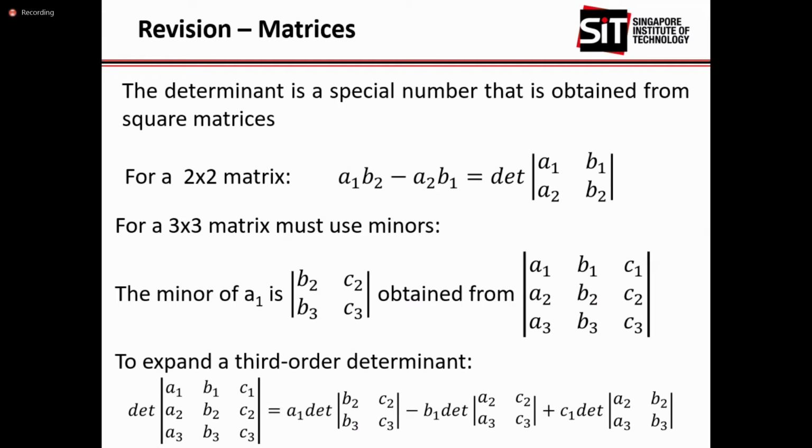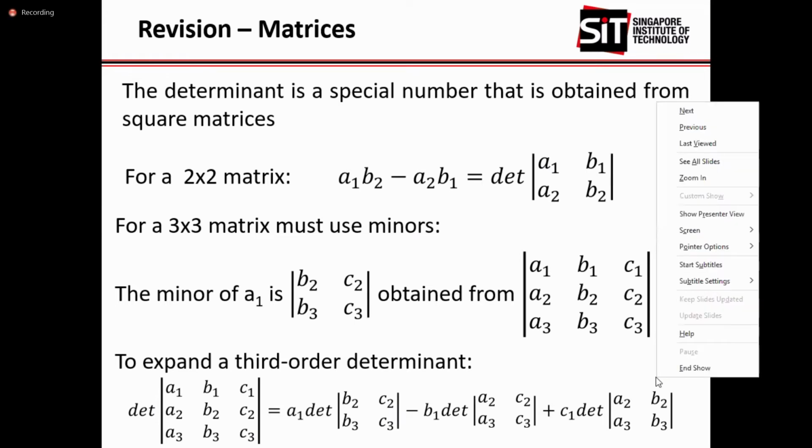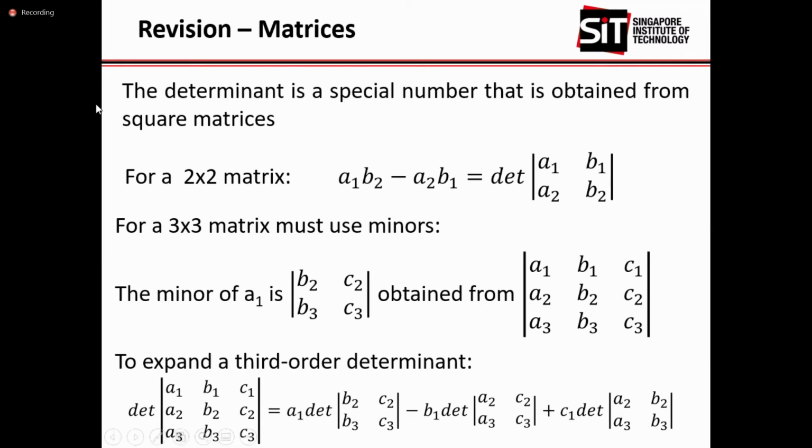When studying matrices, we look at the determinant, which is a special number typically associated with matrices that is useful in the solution of linear systems. So determinants can only be found for square matrices.